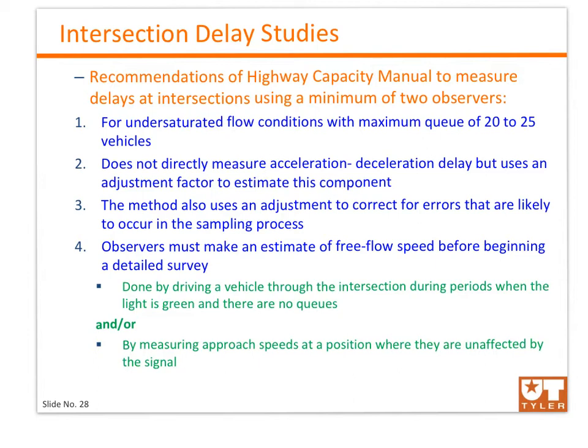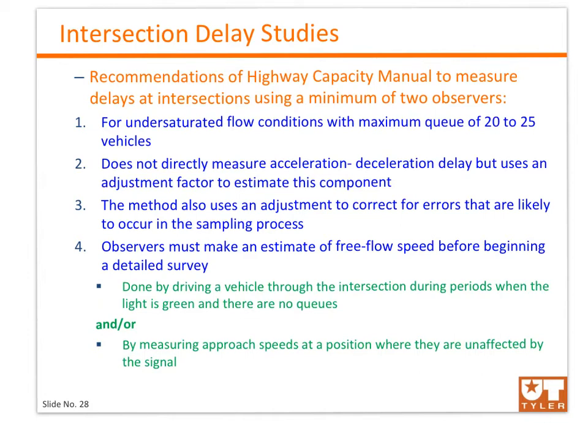Now we move to another aspect in this chapter, which is the intersection delay studies. So there are several recommendations coming from the Highway Capacity Manual to measure delays at intersections using a minimum of 2 observers. Why? First, for unsaturated flow conditions with a maximum queue of 20 to 25 vehicles. Once now I start to see accumulation of more than 20 or 25 vehicles, we have to have a minimum of 2 observers.